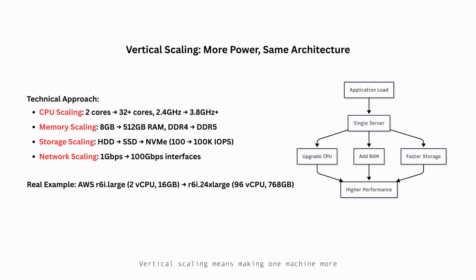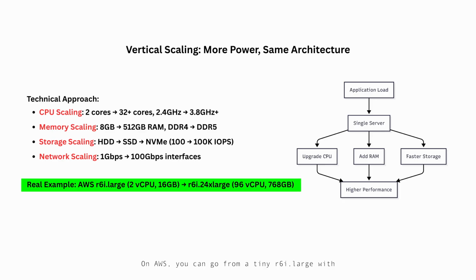Vertical scaling means making one machine more powerful. You are upgrading from 2 CPU cores to 32, from 8 gigabytes of RAM to 512 gigabytes. On AWS, you can go from a tiny R6i.large with 2 CPUs and 16 GB RAM all the way up to R6i.32xlarge with 96 CPUs and 768 gigabytes of RAM. That's 48 times more powerful while your application code stays exactly the same.